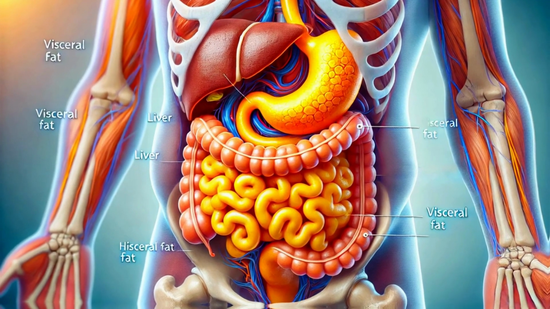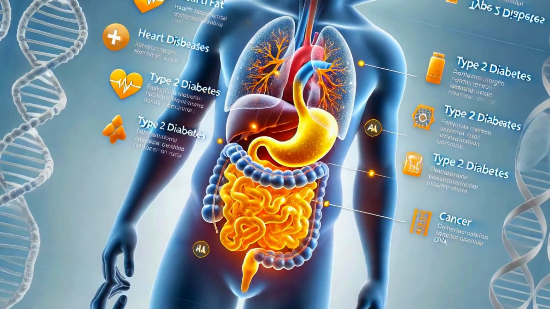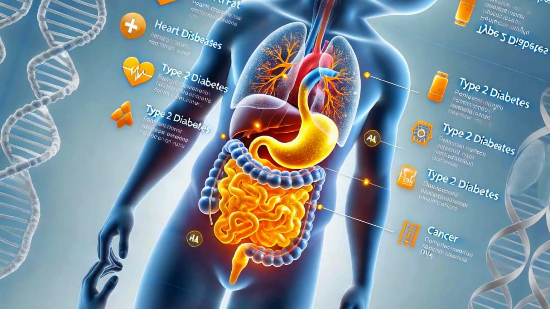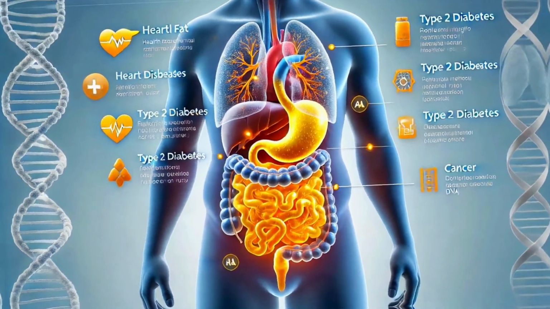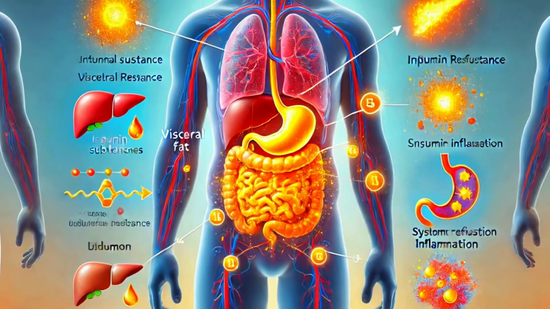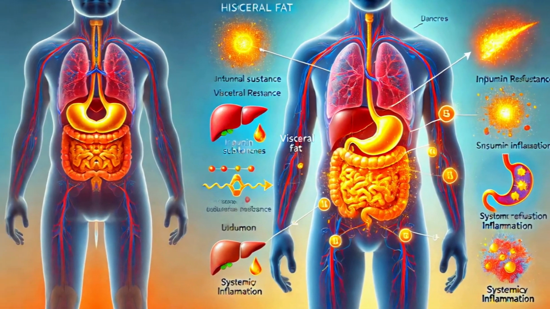Key features of visceral fat. Location: found deep in the abdominal cavity. Health risks: excess visceral fat is linked to conditions like heart disease, type 2 diabetes, and certain cancers. Hormonal activity: visceral fat produces inflammatory substances that can disrupt metabolic processes.